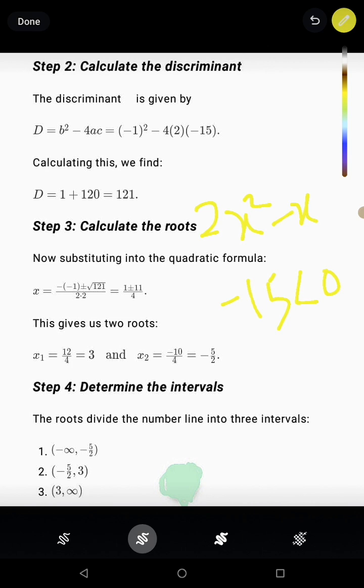So solving it as though it is equal to 0, we use the formula x equals minus b plus or minus the square root of the discriminant all over 2a, where the discriminant is the whole of what we have here, b squared minus 4ac.